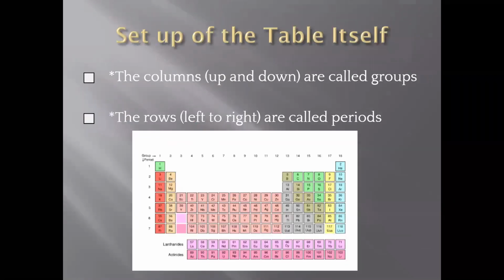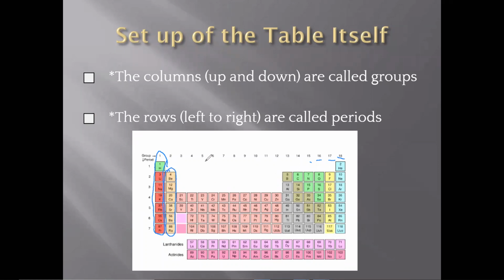So next, I want to talk a little bit about the setup of the table itself. Your columns up and down are going to be called groups, and there are 18 different groups. You can see them numbered along the top here. So for instance, this entire thing, if I can circle it well enough, that is group 1. Everything in this column is representative of group 1. Likewise, everything in this column right here would be representative of group 2.